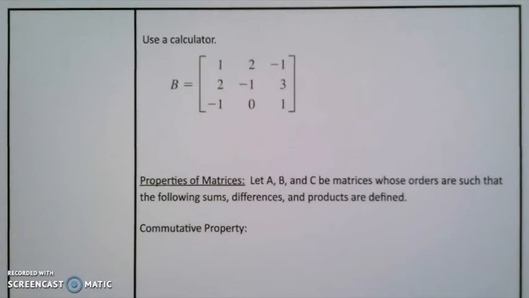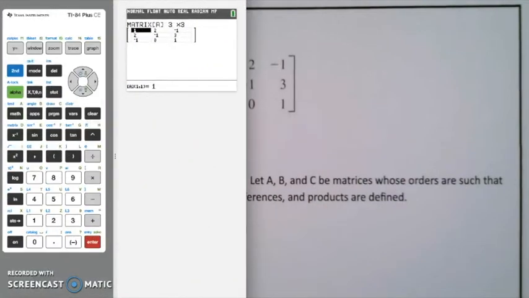And the way we can do this is we can use a calculator. So looking again at our calculator, the first thing you want to do is input your matrix. So second, the inverse button, which says matrix above it.